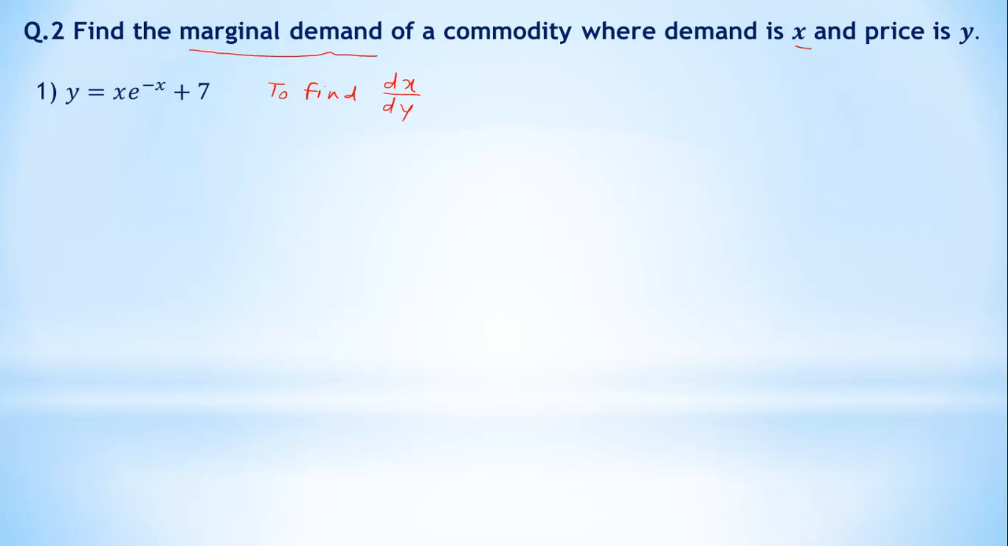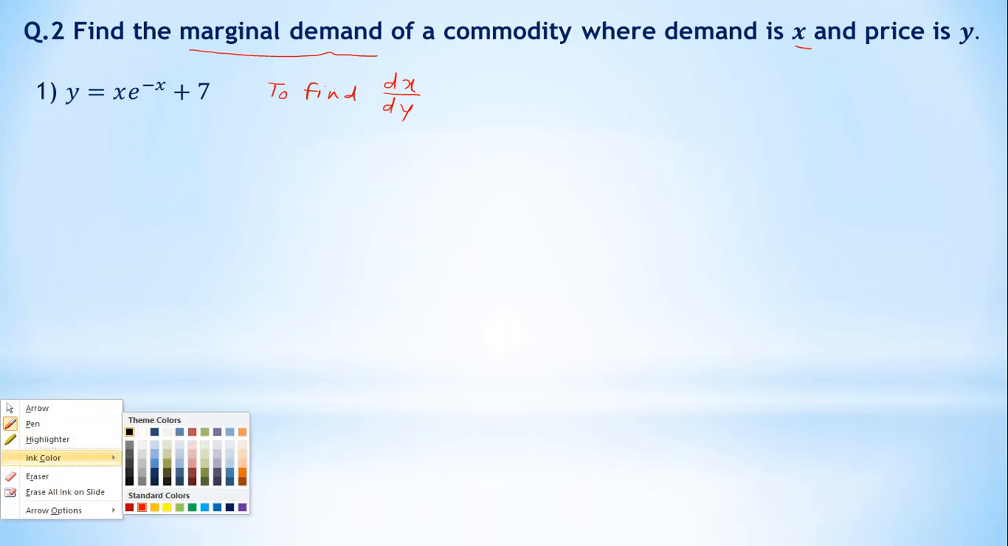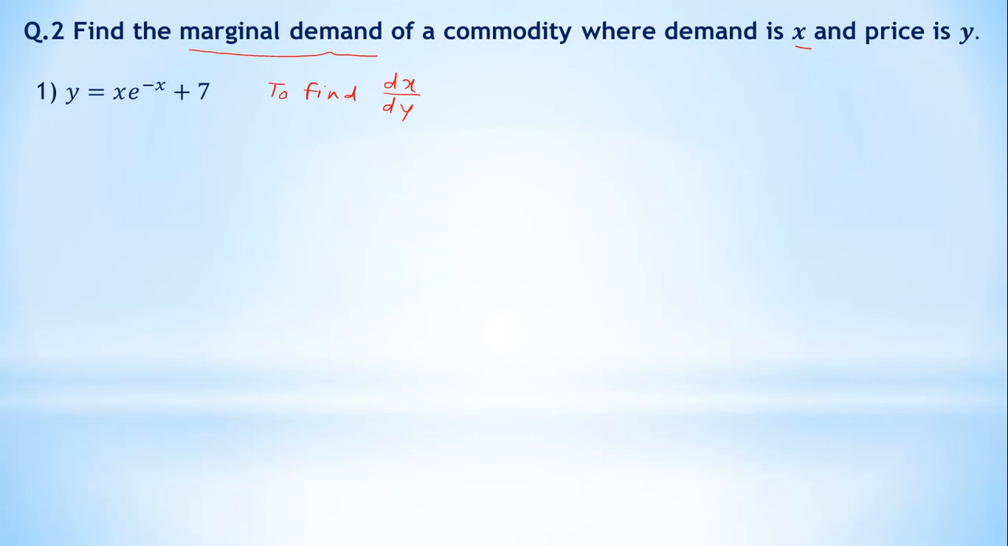But from this given function, we first have to find the derivative of y with respect to x. If you differentiate this function with respect to x, you will get dy by dx. Now take the derivative of the given function with respect to x. So that is d by dx of x into e raised to minus x plus 7.